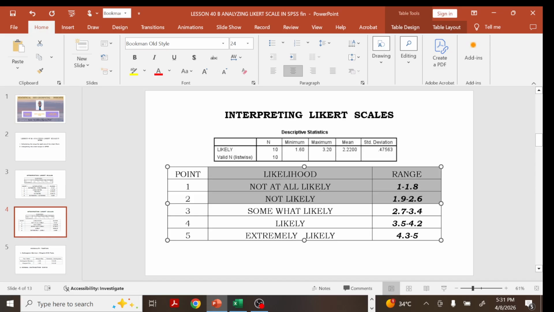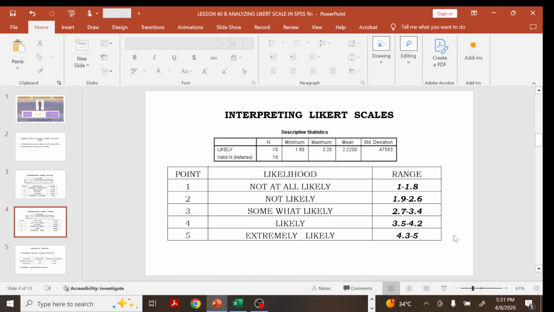Then lastly we look at the standard deviation. The standard deviation is 0.476, which is smaller than 1. So it shows that the responses are clustered around the mean. And again, there is a high consensus among participants because most participants share a similar opinion, falling between not at all likely and not likely. Again, the industry should learn a lesson and improve their quality. Such surveys are very important because they help the management to do something about what has been said.